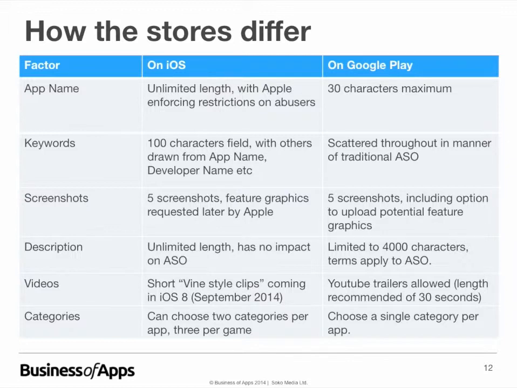And then when it comes to categories, you can choose 2 categories per app and 3 per game on iOS, whereas on Google Play you're restricted to a single category per app. So as you can see, in total there are some clear similarities, and they've got very similar things going on, but you've just got to learn that the rules of the game are marginally different on each store.